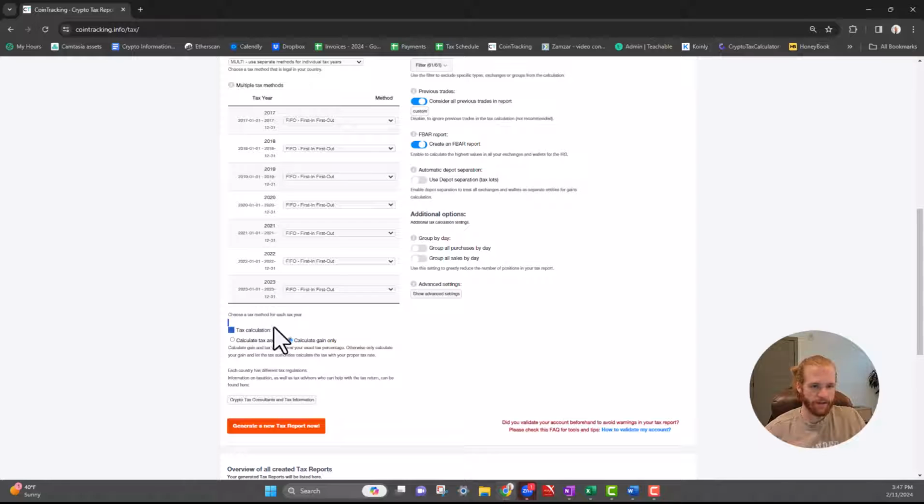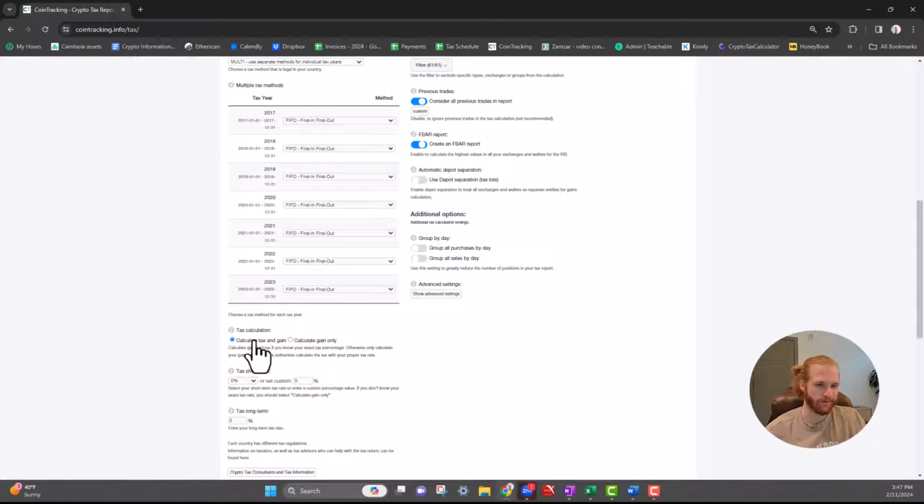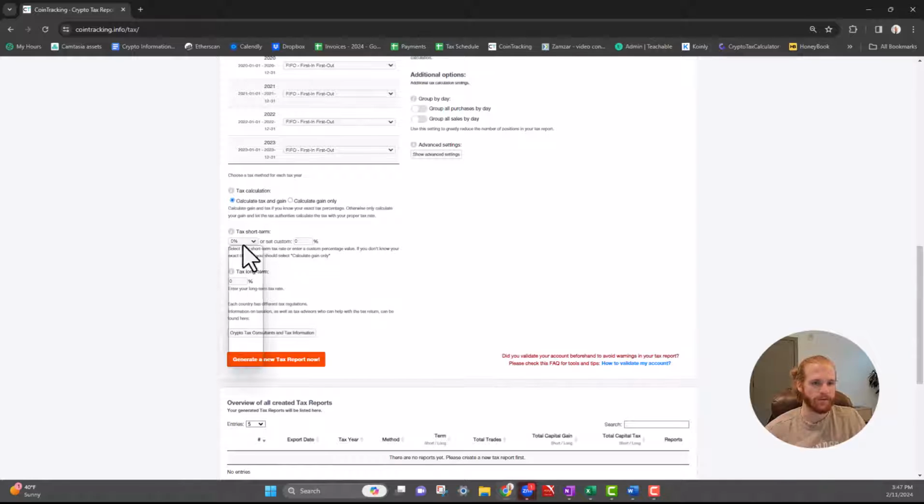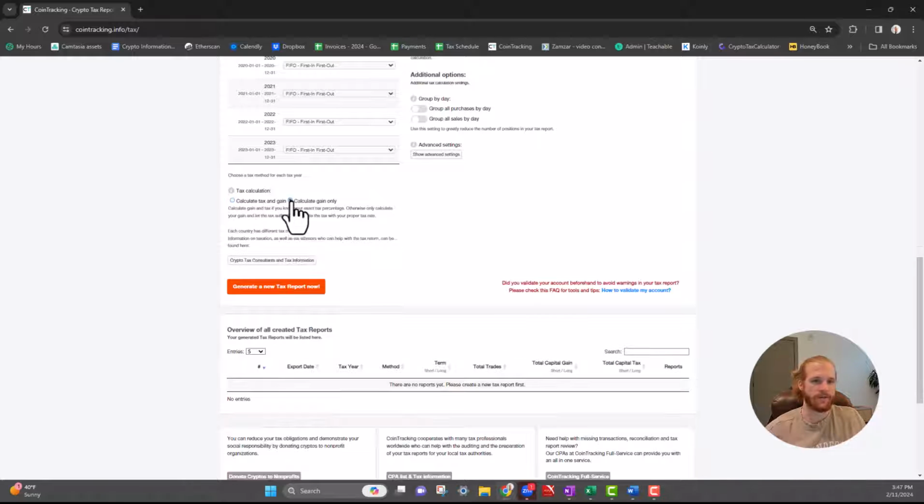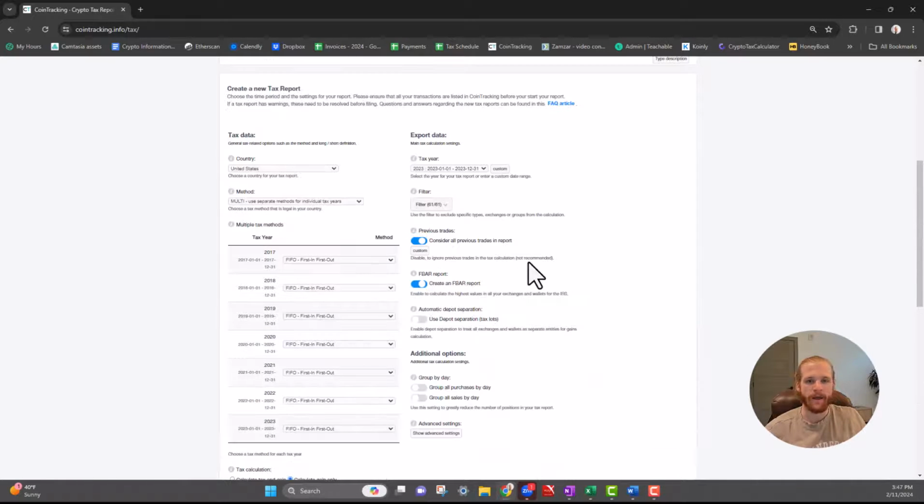Then down here, we've got this tax calculation. We just keep it as calculate gain only, but you can mess around with some of this stuff and choose your short-term gain rate and stuff like that. And so that's something that's an option to you, but we just keep it as calculate gain only because we do those calculations on our own outside of this. So then we've got the year over here.